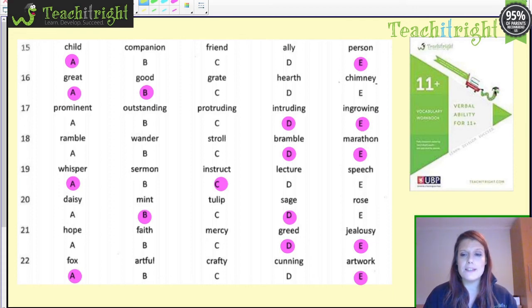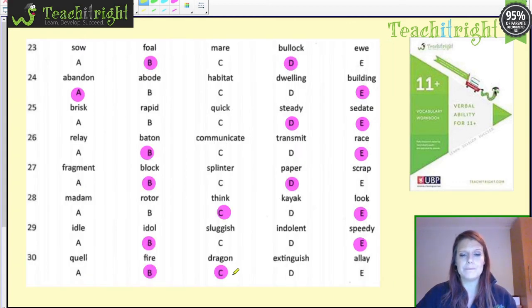Number 20, mint and sage are herbs and the others are flowers. 21, these are not nice characteristics, whereas hope, faith, and mercy are indeed pleasant. Sorry, that was 21, now 22. Artful, crafty, and cunning. These are all synonyms of each other and synonyms for sly.